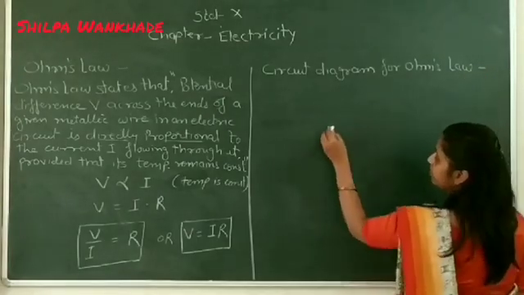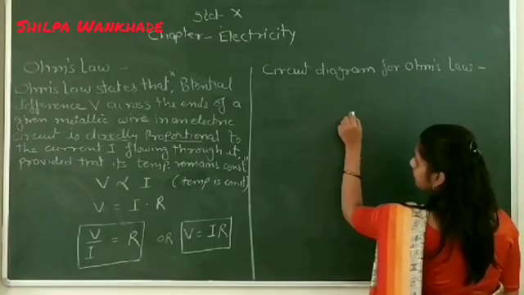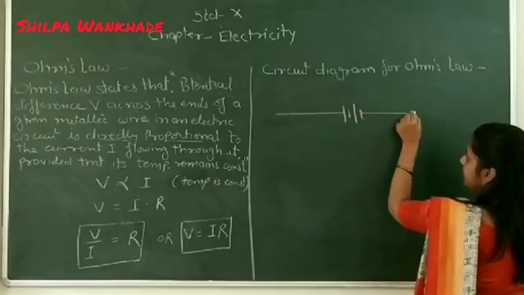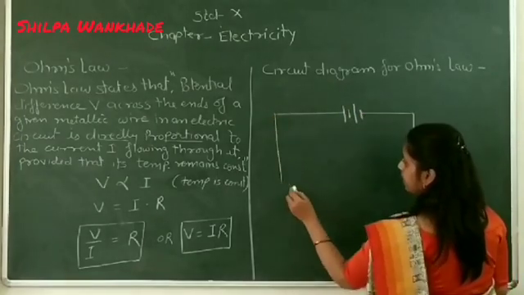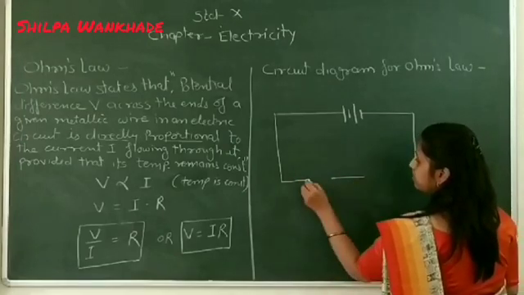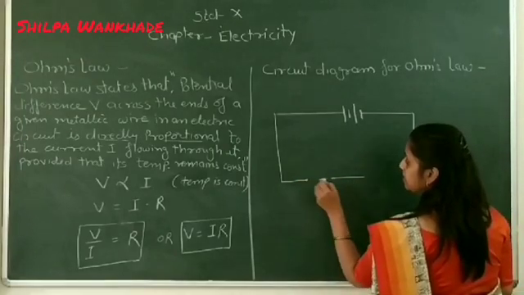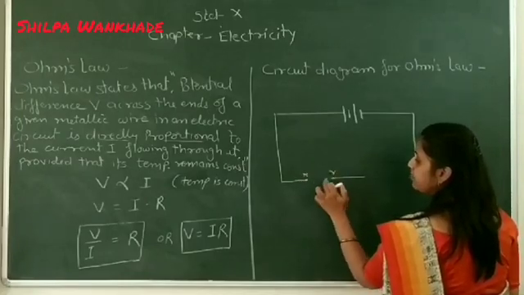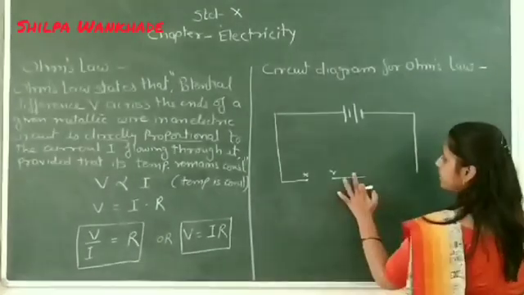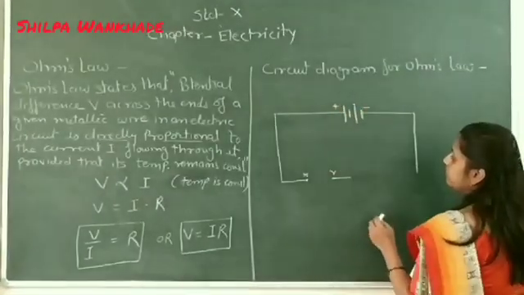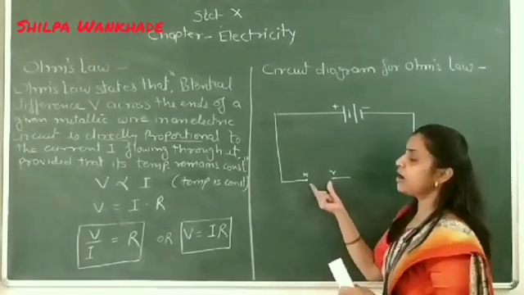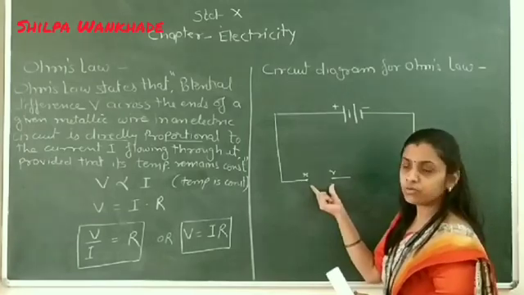Now, whenever we draw the circuit diagram, this is the battery and this is the wire, or we can say this is a conductor. Between this X and Y point, a metallic wire is attached. Then this is the electrical component through which we have to find how much current is flowing.